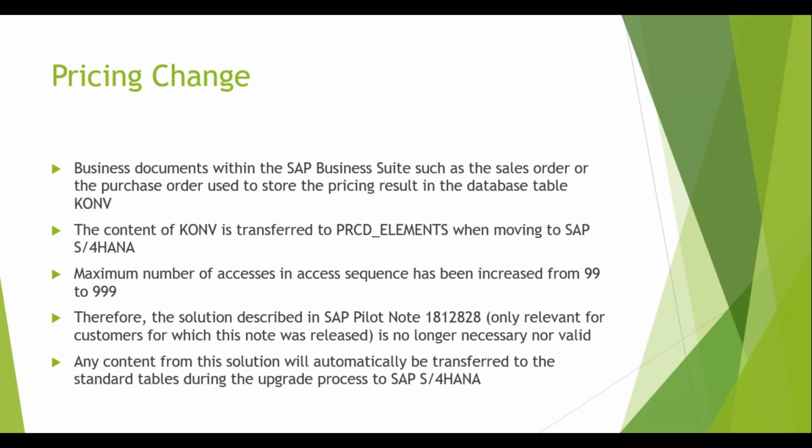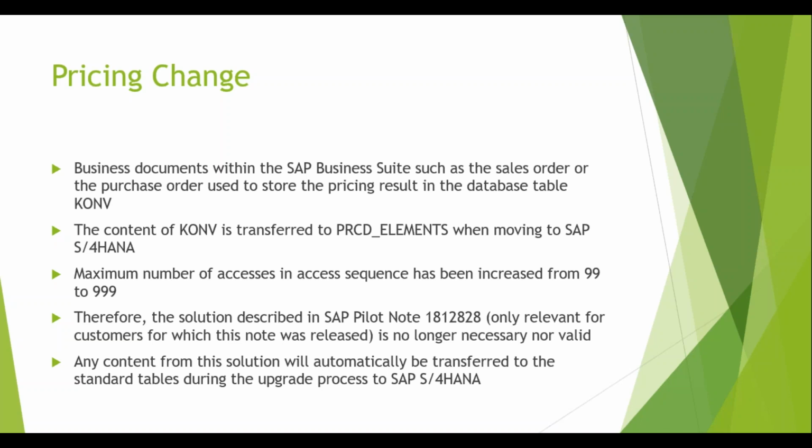So in simplified pricing, there are two things you need to know. One is the database architecture level again. In ECC, whenever you create a purchase order or a sales order, whatever pricing conditions are available in your purchase order and sales order get stored in table KONV. So KONV is the main table which holds all the pricing conditions in ECC. Now, this KONV is a cluster table.